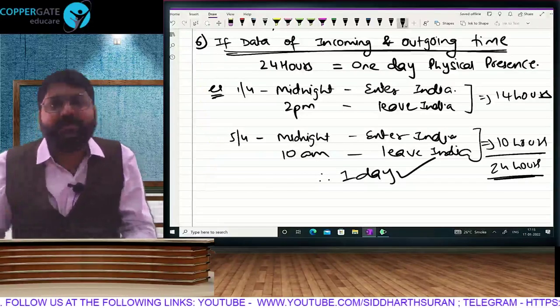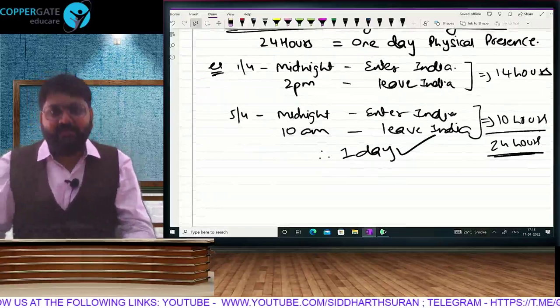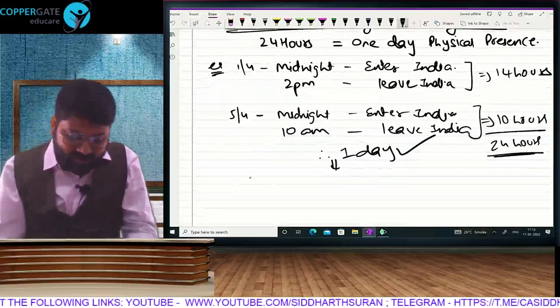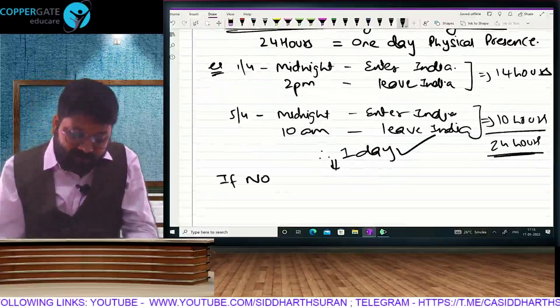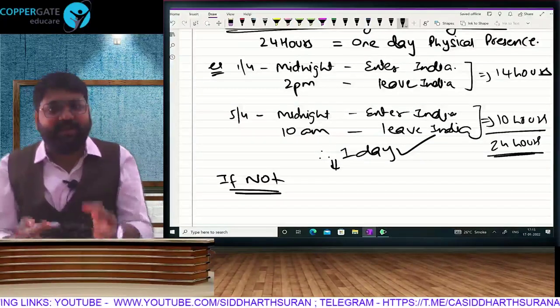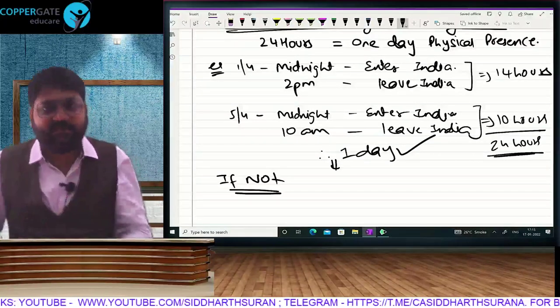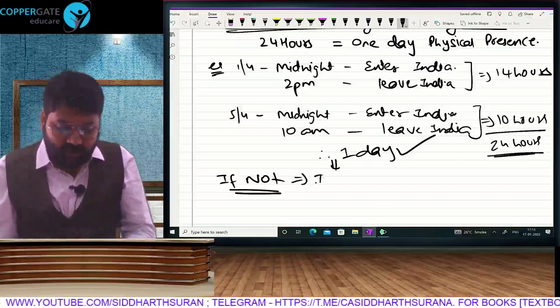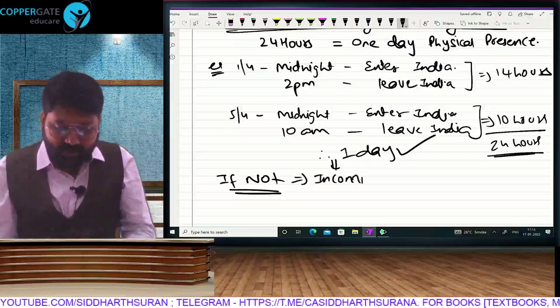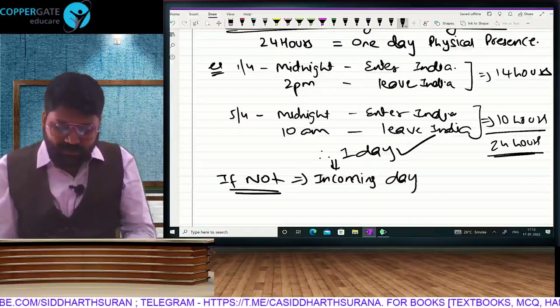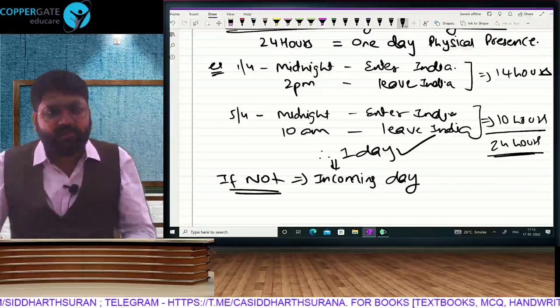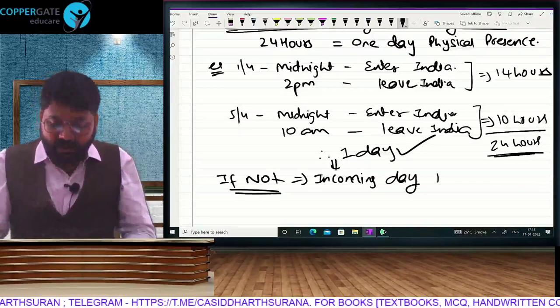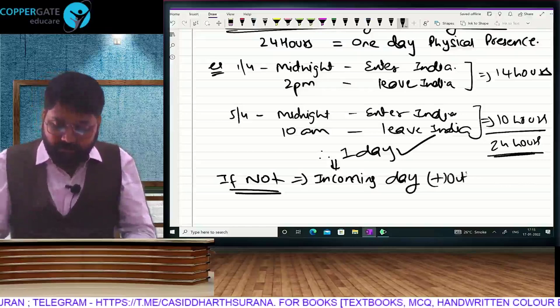Absolutely not possible. So income tax people are very smart and very clever. You know what they are doing? If it is not possible, and we all know it is not possible to maintain data like this, this is crazy stuff. Not possible. Your incoming day, that means the day on which you enter India, and your outgoing day.